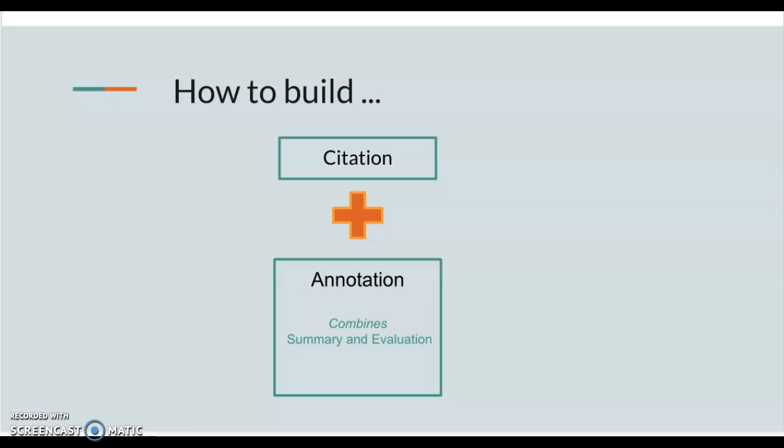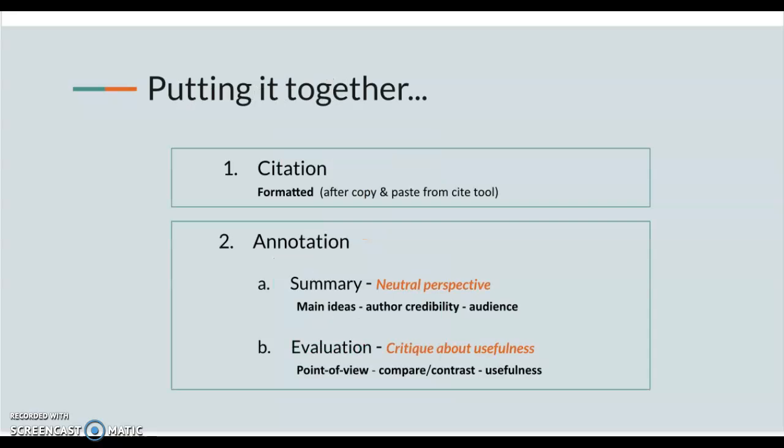So what's involved in creating an annotated bibliography? Each source on your works cited list has two parts. Part 1 is a citation, and Part 2 is the annotation, which is a combination of your brief summary and evaluation of your source. Now let's build it. The first part is the citation we copied from the library database.